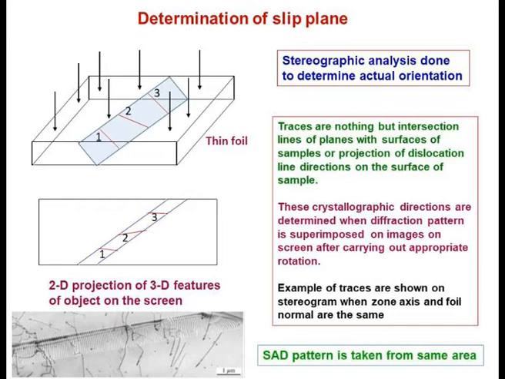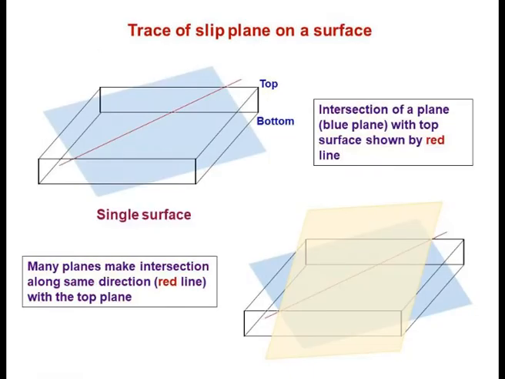Okay. But when we superimpose the diffraction pattern, we can get some information about the direction in which these traces are there. This I have already informed. That is what essentially I had shown here. This is the trace, and if 2 planes are tilted, the trace remains the same. So from that we can't get that information.